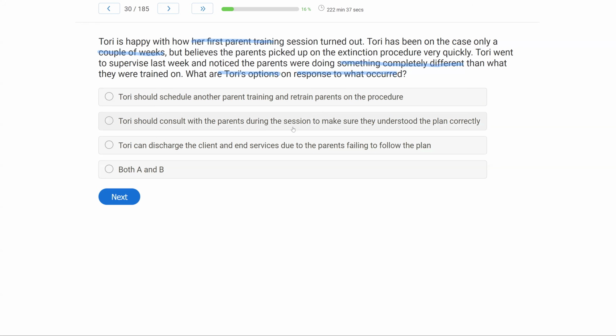B, Tori should consult with the parents during the session to make sure they understand the plan correctly. Sure, Tori's there. Might as well talk it out and clear up any confusion right then and there. C, Tori can discharge the client and services due to the parents failing to follow the plan. We are not yet at a point where Tori can justify termination given it's one training session and only a couple of weeks. Tori needs to do more before she jumps to getting rid of the client because the parents aren't following the plan. She's only done one session. Maybe the training session wasn't good, right? There are steps she needs to take first before discharging the client. So our answer here is going to be both A and B.